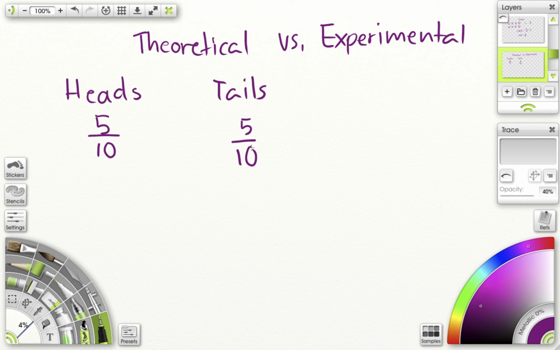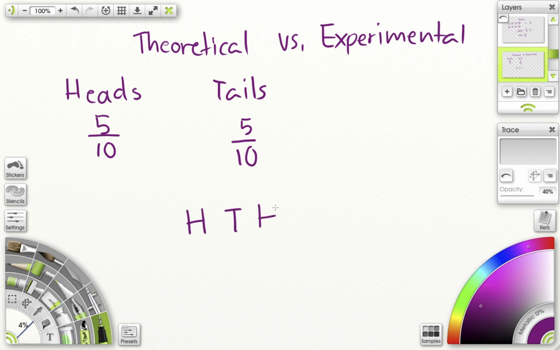Experimental is when you actually do that. So theoretical is like, oh, it should land 5 out of 10 times on heads. Experimental is when you actually do that experiment. So I'm going to flip a coin 10 times. I'm just going to use H for heads and T for tails. The first time, it lands on heads. Next time, lands on tails.